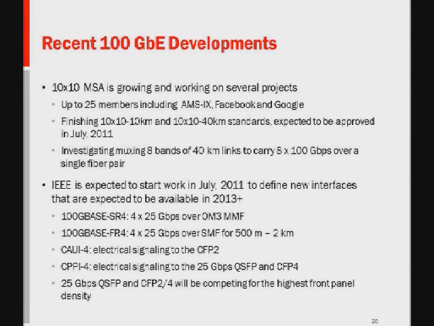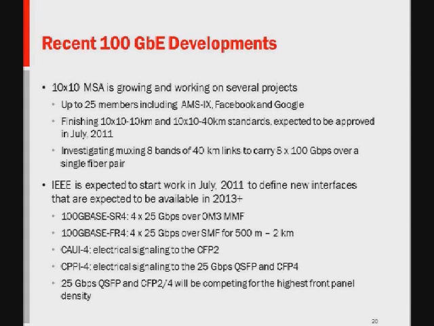There's a couple new standards that they're finishing up. There's a 10 kilometer and a 40 kilometer standard, which should be done next month. And then this is an interesting side project where they're looking at trying to mux a bunch of 100 gig waves onto one fiber to give us a lot higher capacity. So that work is still ongoing. I'm not sure when that's going to be done.